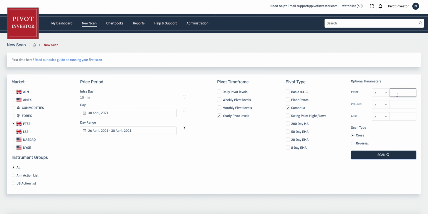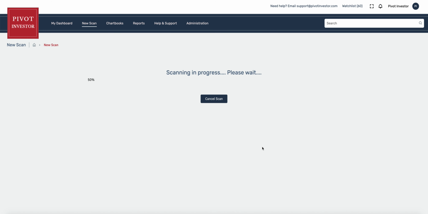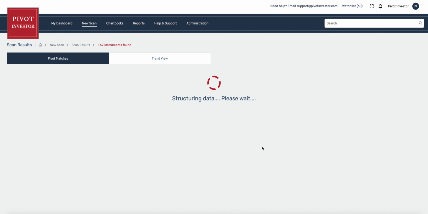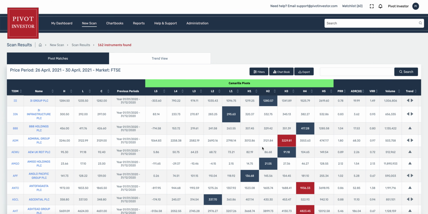So I'm just going to add some parameters just to focus our results. So stocks over 10 pence with an average of over 500,000 volume. The ADR, average daily range, I'm going to leave blank, and I'm looking for crosses of the pivot levels. So the scan's done. Got 162 results, but that's across all the Camarilla pivot levels.